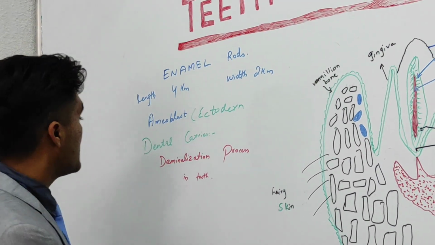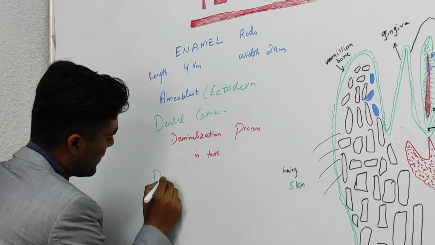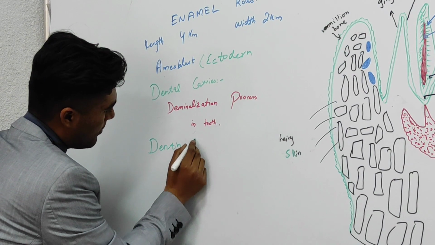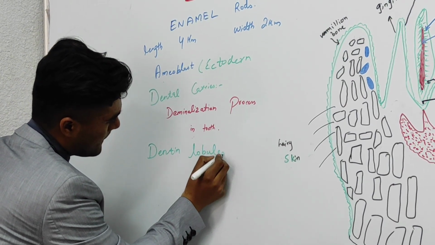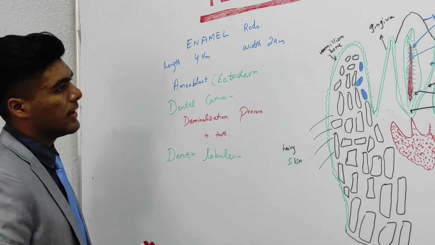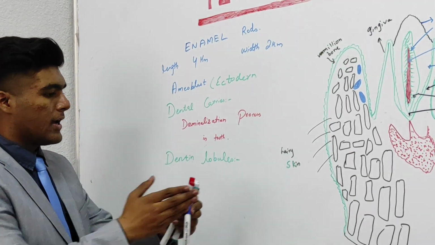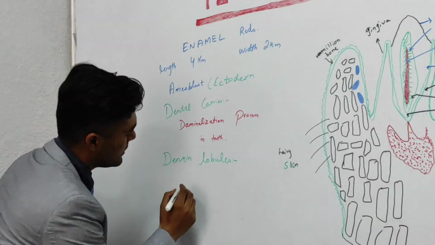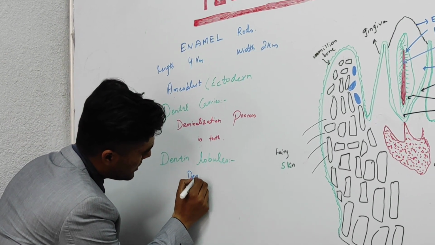Now discussing dentine lobules. They are basically the formation of dentine in narrow processes, in narrow tubes or narrow lobules.